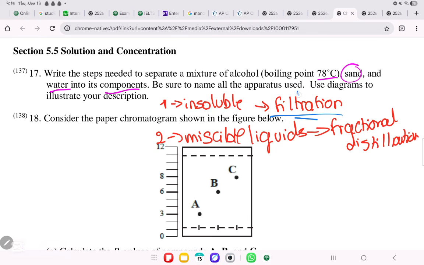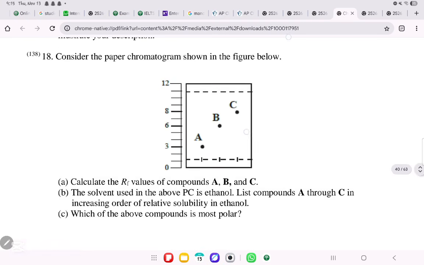Now you're left with a solution of water and alcohol, which are two miscible liquids. That means we separate it in fractional distillation, right? So we need to prepare the system. We first of all need to put water and ethanol, and then we will heat it, and we put a fractionating column, and then a condenser, and then after many tries, we will finally separate water and ethanol, but it's not gonna be purely separated. This is something very important to know. We move on to question number 18.